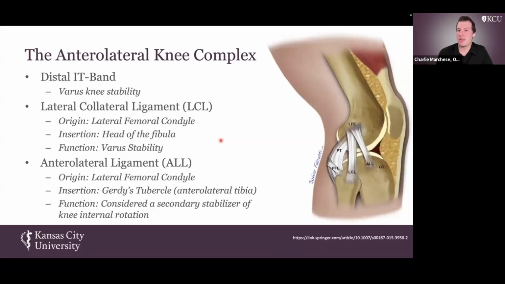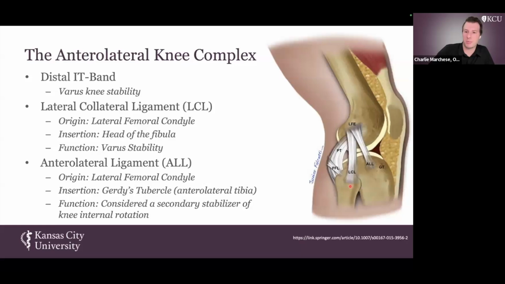Moving a little bit distal, right? So now that we are specifically looking at the knee, we have our distal IT band insertion. This protects against some varus instability. So I guess you could say this aids in varus stability of the knee. We also have our lateral collateral ligament, which originates on the lateral femoral condyle here and inserts on the head of the fibula. This also aids in varus stability.